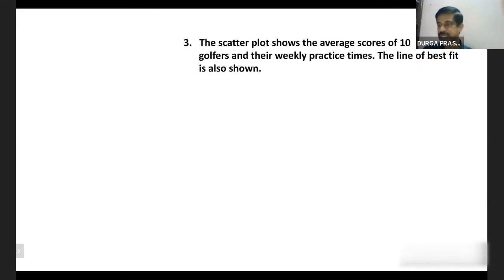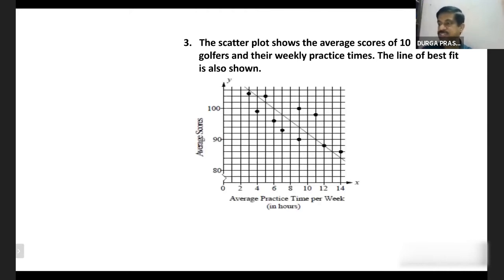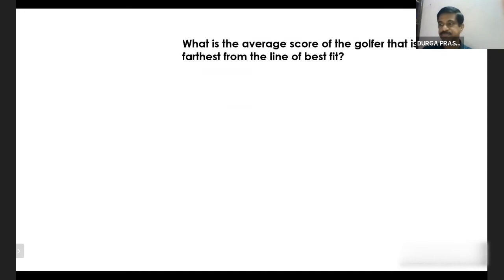So let us go to the next question. The scatter plot shows the average scores of 10 golfers and their weekly practice time. The line of best fit is also shown. Now, what is he asking? Let us look at the question. What is the average score of the golfer that is farthest from the line of best fit?